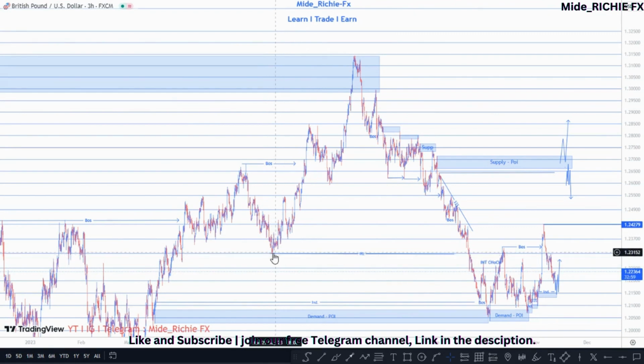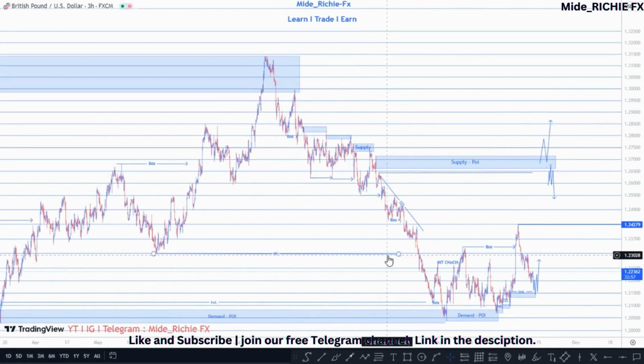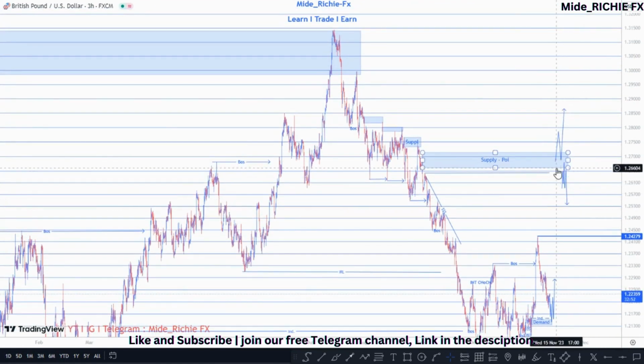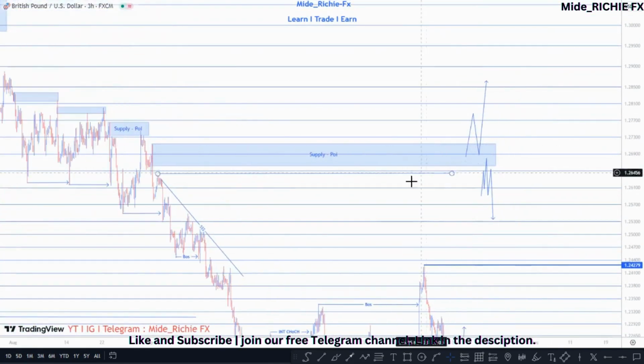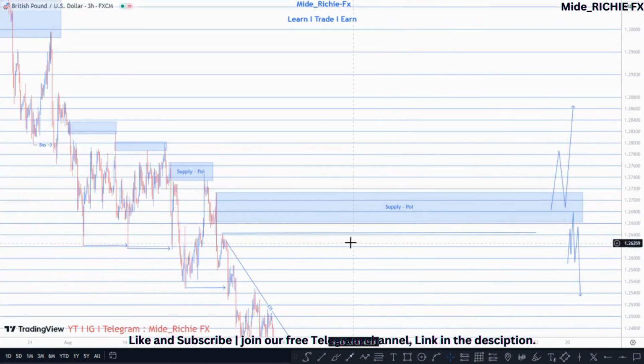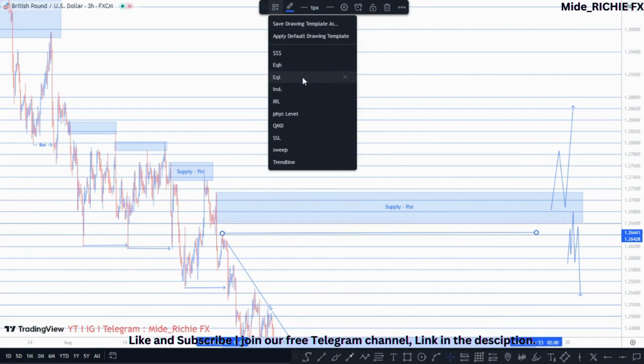All right, let's consider this as a change of character. If this is a change of character, we will expect the market to trace back to the supply zone that created the change of character, then give us a very nice sell to the downside. And you can see this is the unmitigated supply zone that we have left, which has a very nice inducement right there.